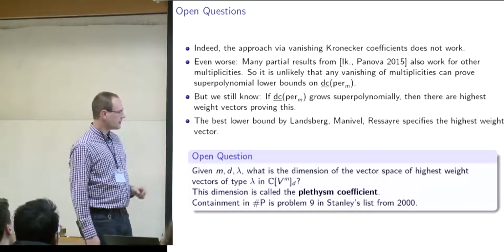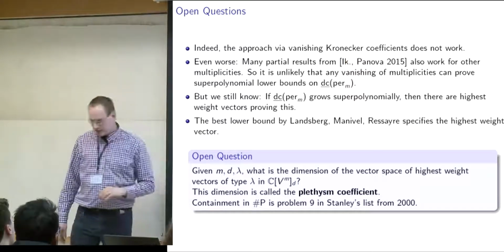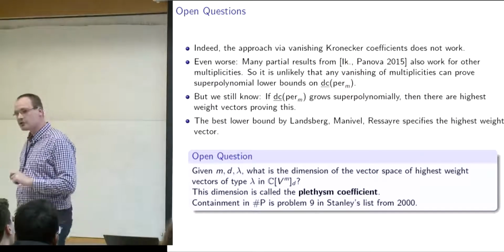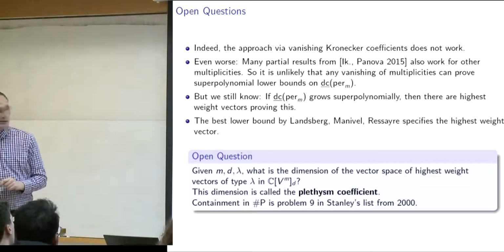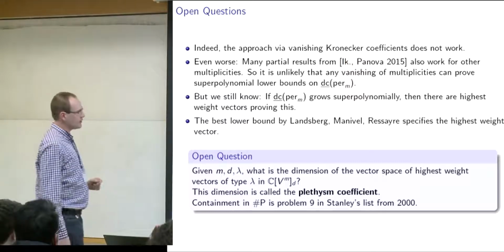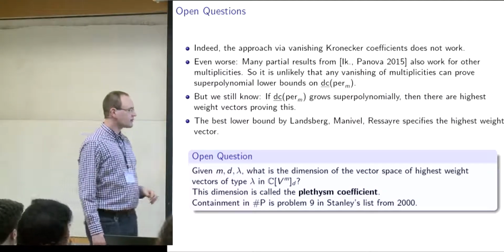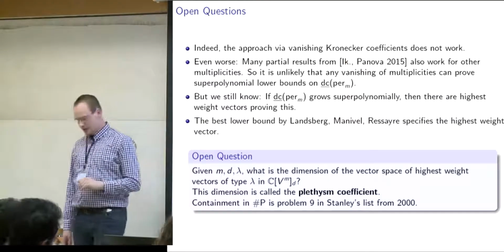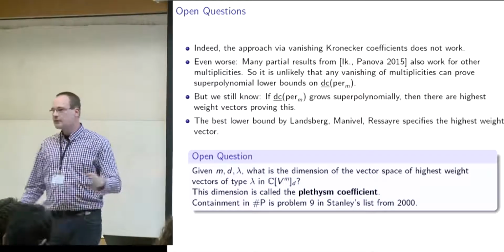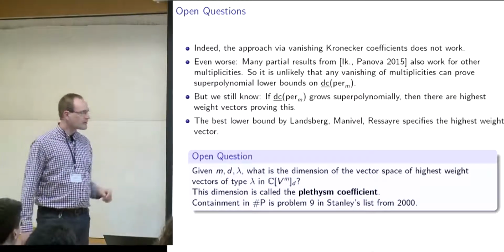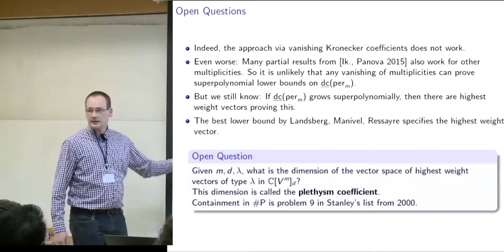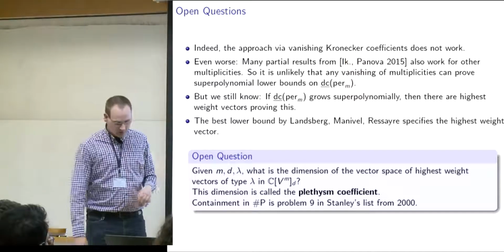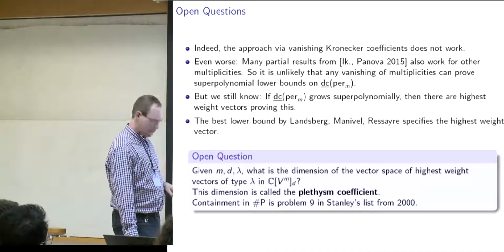It's the dimension of this highest weight vector space, and this is also a coefficient that combinatorists care about a lot. This even is problem number 9 in Stanley's list from 2000. So precisely the things that GCT cares about are exactly problems in Stanley's list, right? So combinatorists care about this also a lot.